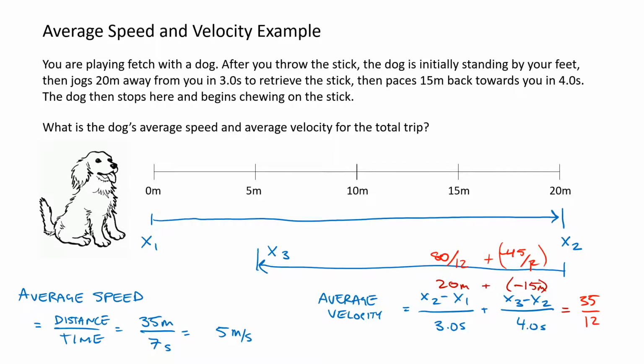It's probably about 2 or 3. If someone has a calculator, 2.9. Okay, so it's slower. It's around half of the speed. The thing is, let me say this, 2.9. We've done it right. The thing is, the average velocity is slower.